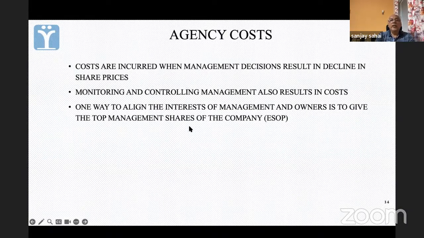One way, what is the middle path? Make the manager an owner too. Try to make the manager an owner. How do I do that? I do that by giving them shares in the company. And this is where you have the concept of an employee stock option. The concept comes from this.